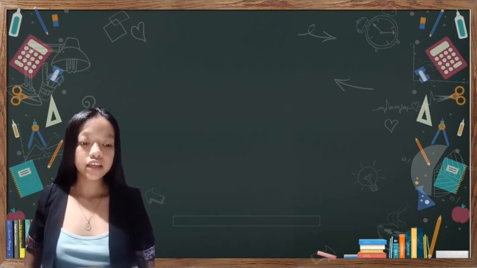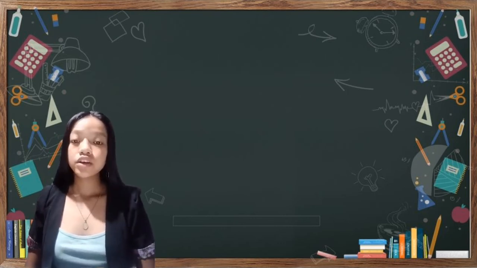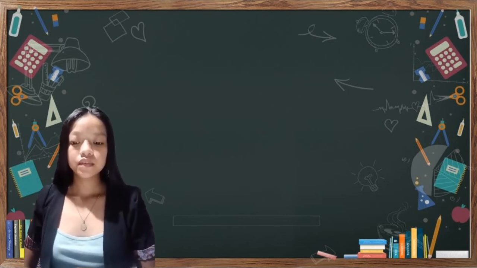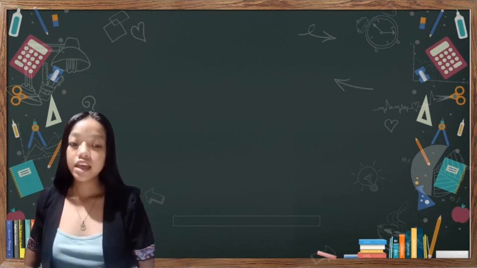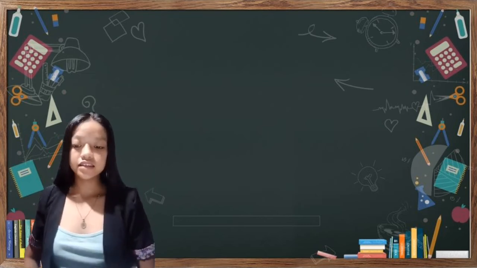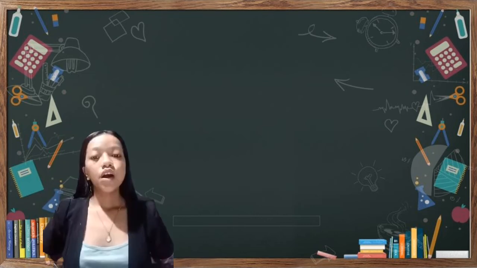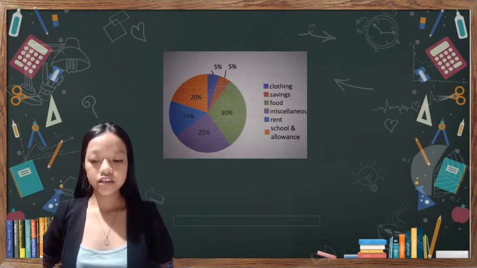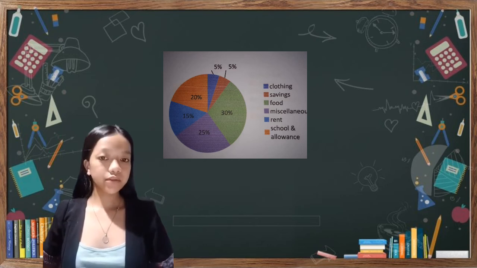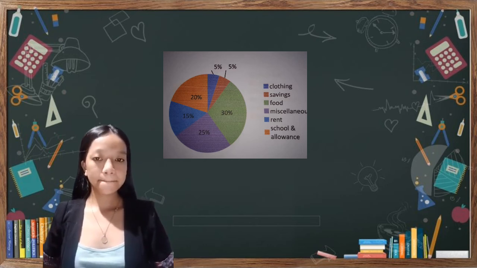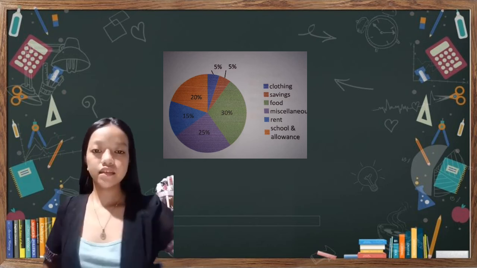Okay, you are just walking because you're near at school. How about the others? Okay, you have motorcycles. Okay, class, for our discussion, read, analyze, and answer the pie graphs posted on the board.